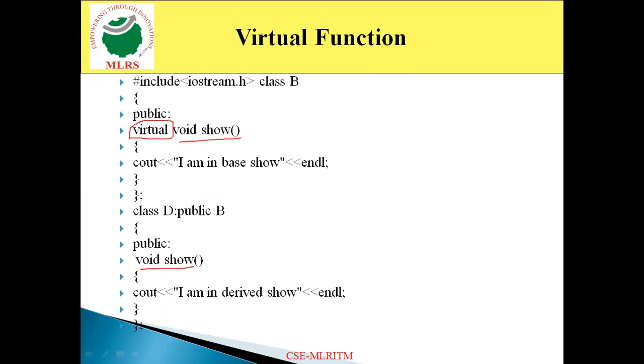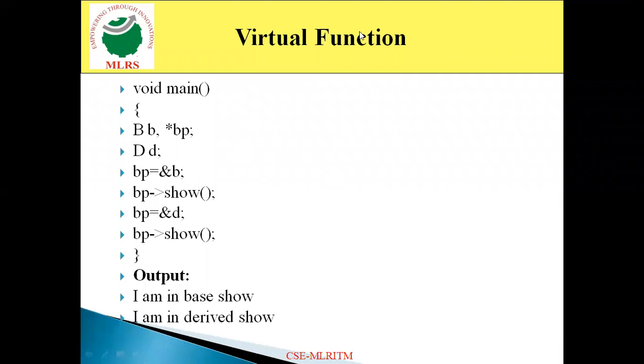Now come to the main program. In the main program, we create the objects. First we create the object B for the base class B, and also create the pointer object BP. Then we create the object D for the derived class D. Now BP is equal to address of B. BP is a pointer object, so it is going to hold an address. So for this BP, I allocate the address of B, which is the base class object.